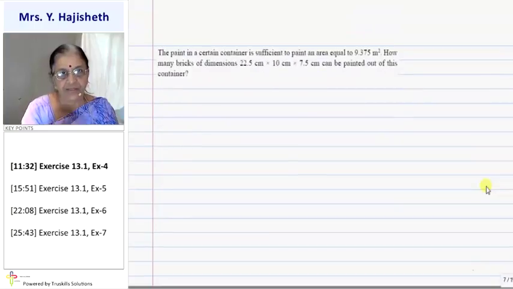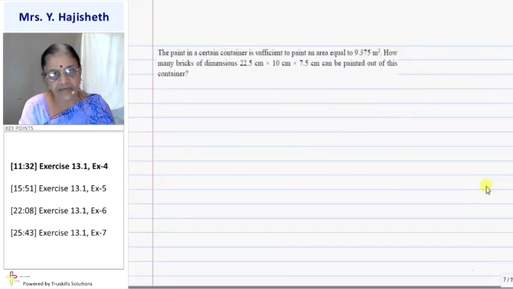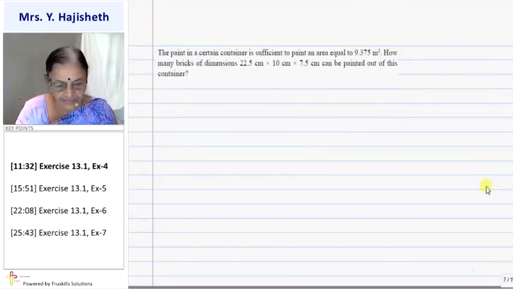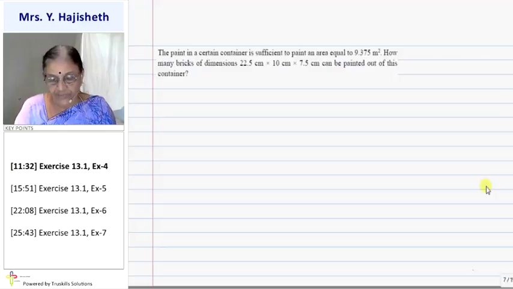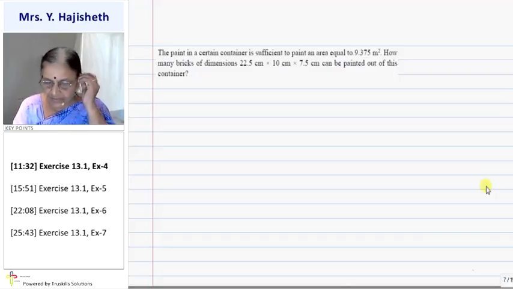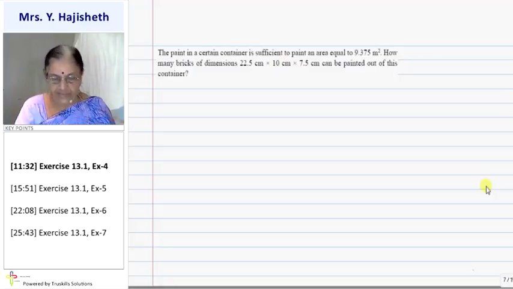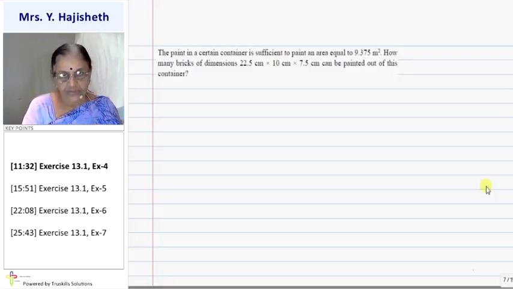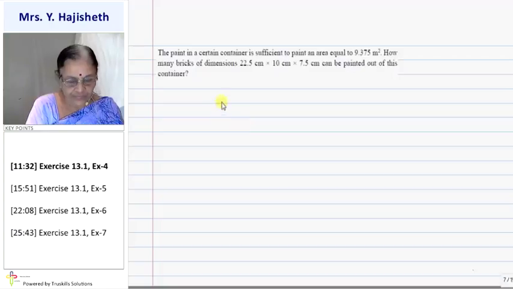Now see the next one. The paint in a certain container is sufficient to paint an area equal to 9.375 meter square. How many bricks of dimension 22.5 centimeter by 10 centimeter by 7.5 centimeter can be painted out of this container? Okay. So first we find out the surface area of 1 brick. Okay.